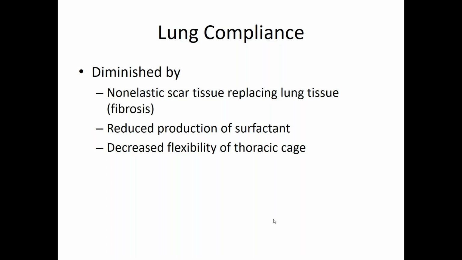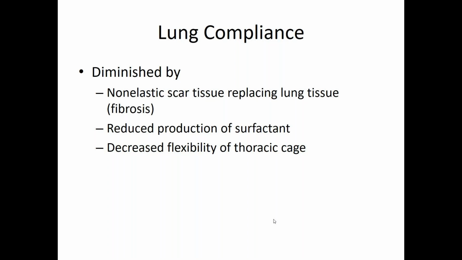If we have a disorder or some other means of lowering the production rate of surfactant, again, we can lose compliance there. Or as you get old, the costal cartilages tend to calcify. They don't ossify, but they calcify. And as they calcify, they become less flexible. As they become less flexible, the rib cage itself is capable of less expansion. And so old people have lowered lung compliance typically because of no other reason than simply that calcified cartilage there.